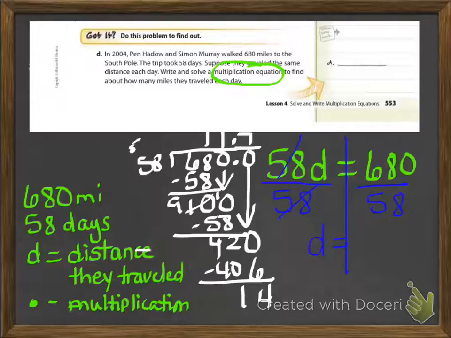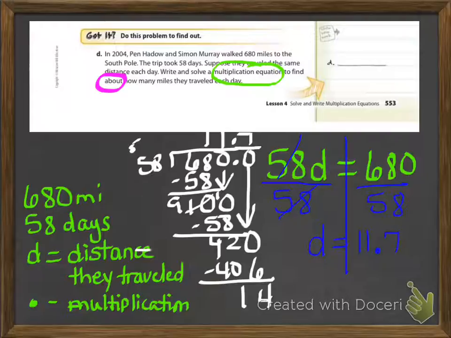Now, I can go ahead and keep adding zeros here, but I'm going to stop here because in our word problem, there was a key word right over here that said about, which tells us that we could actually, once we get to a certain point, go ahead and just round our answer. So I'm going to go ahead and look at what we have here. We have 11.7 miles, so we can leave it at 11.7 miles. That is the distance that the two men traveled each day to get to the South Pole.